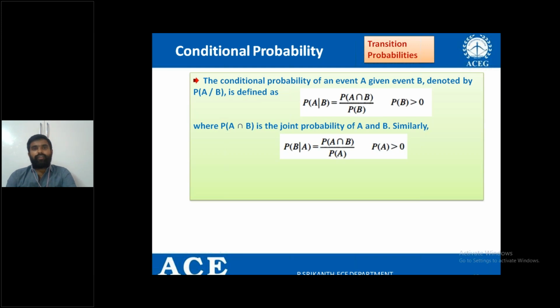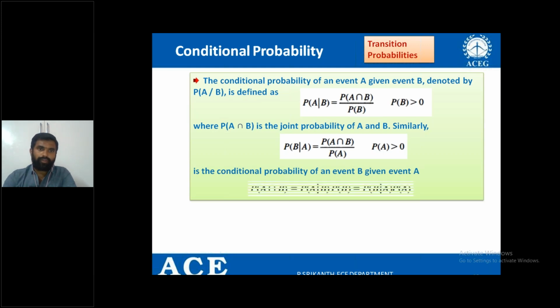In the other way also, you can write the probability of B given A as P of A intersection B by P of A. In fact, we should write it as P of B intersection A. And anyway, P of A intersection B is absolutely equal to P of B intersection A. Therefore, you can also write the definition for P of B given A as P of A intersection B by P of A. And this is the conditional probability of event B given event A. This is the way to define the conditional probability, right?